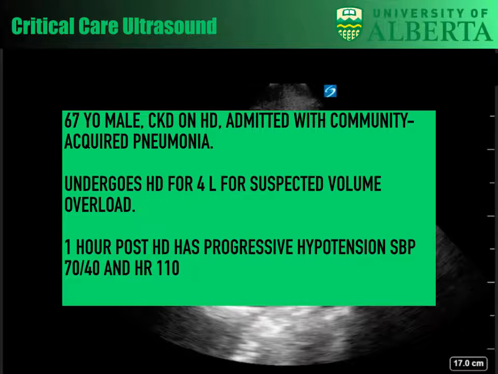So case 1. I just want to get through that stuff there so you guys can have a good basis, but now we can actually discuss some cases here. This is a 6-7-year-old male who's got chronic kidney disease on hemodialysis. He's admitted with community-acquired pneumonia, undergoes hemodialysis for 4 liters of suspected volume overload. 1 hour post-hemodialysis has progressive hypertension and a systolic pressure of 70/40, and heart rate 110.